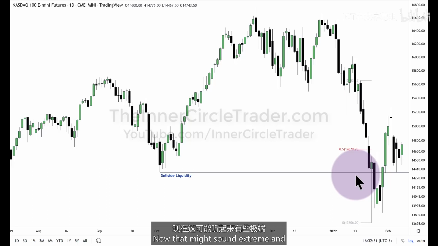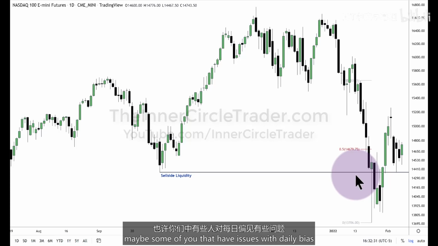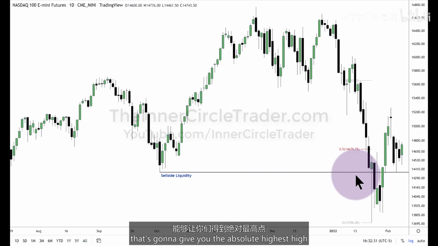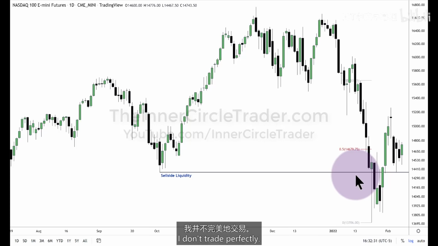Now that might sound extreme, and maybe some of you that have issues with daily bias are thinking to yourself, that's not me, I just want to know when it's going to go up, when it's going to go down. I'm telling you, if you strip it down, that's what you're trying to do. You're trying to demand that I give you some magic bullet that's going to give you the absolute highest high and the lowest low on the bearish and bullish days, so that way you're trading perfectly. I don't trade perfectly. No one trades perfectly.